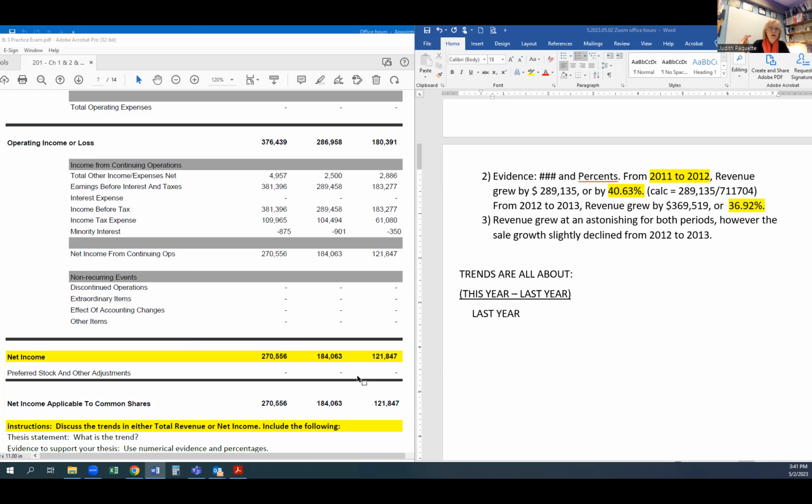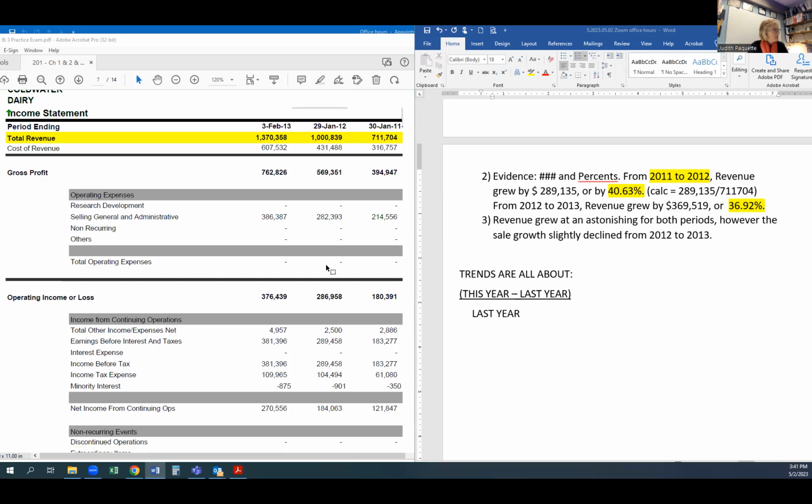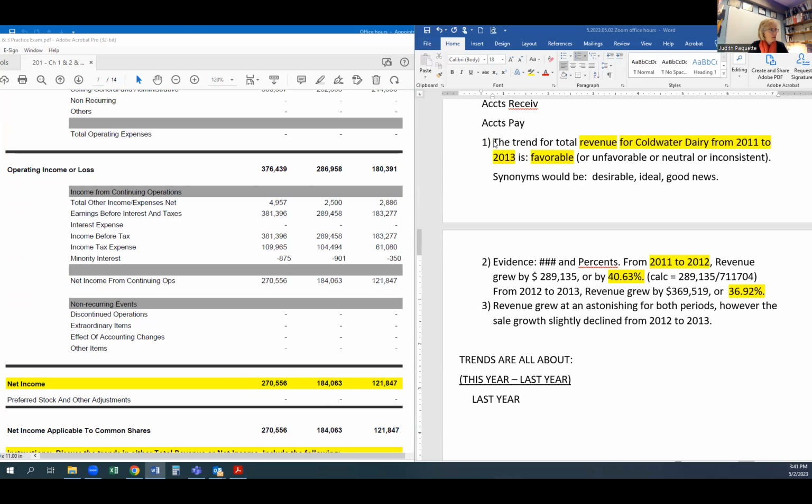So if sales are going up, which they are for this company, we look down here and we say, is profit going up as well? We often find that profit doesn't grow as fast as sales. But that's okay as long as we have a positive trend. So you would just take the same format. The trend for net income for Coldwater Dairy from this period is, and then you just redo all of this.